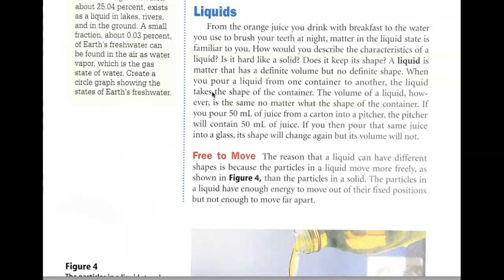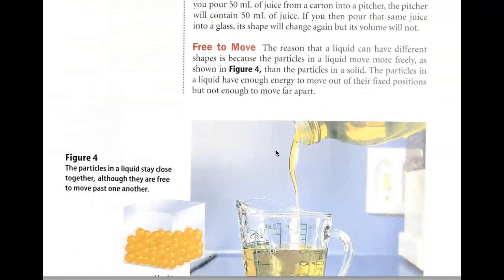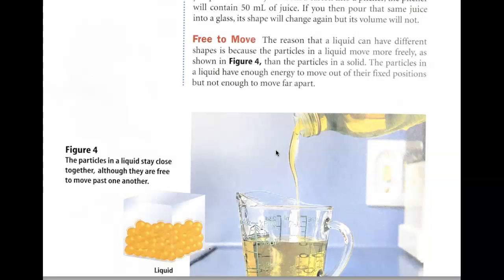When you pour a liquid from one container to another, the liquid takes the shape of the container. The volume of a liquid, however, is the same no matter what the shape of the container. If you pour 50 milliliters of juice from a carton into a pitcher, the pitcher will contain 50 milliliters of juice. If you then pour the same juice into a glass, its shape will change again, but its volume will not.